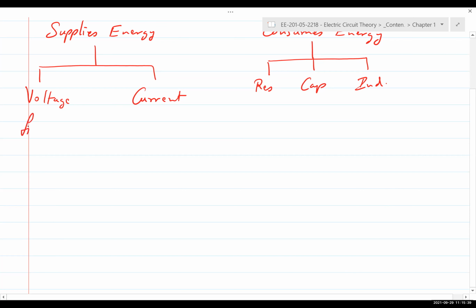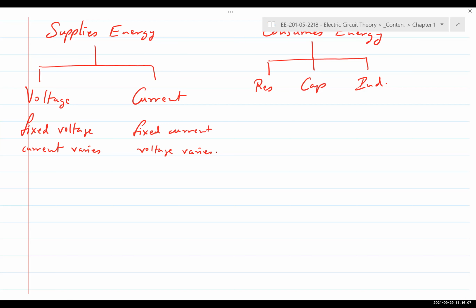So here, the output is fixed voltage and current varies. Here, the current is fixed and the voltage varies. Okay, the voltage varies, and I will explain how that works.